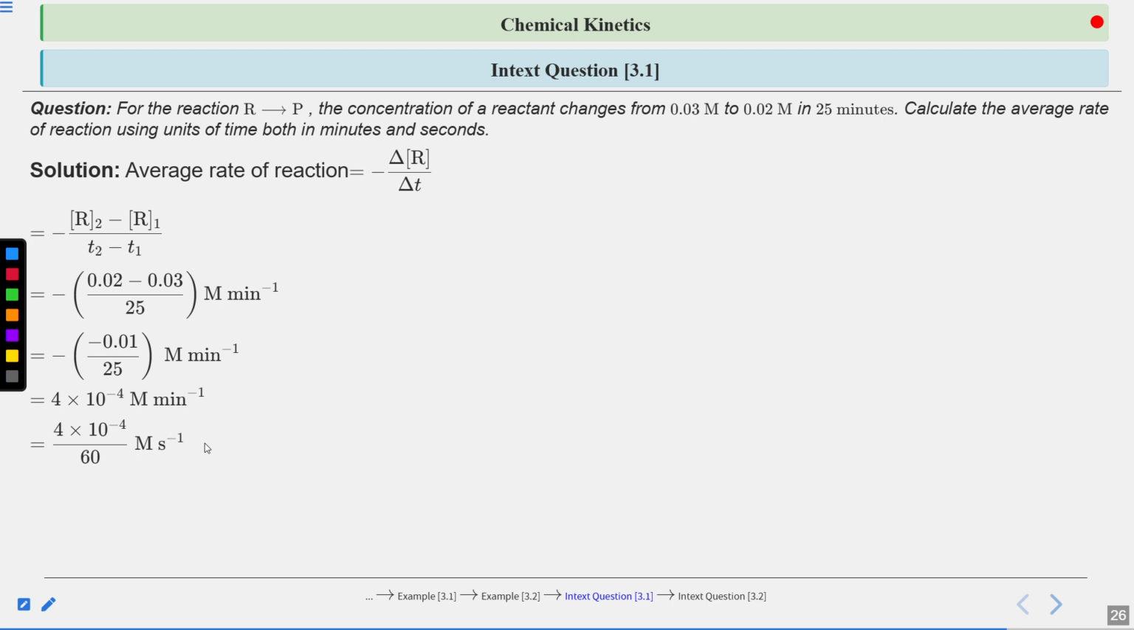You have to convert it into seconds, because we have to give the answer both in minutes and seconds. So when you convert to seconds, 1 minute has 60 seconds, so divided by 60, because minute is already present in the denominator. So 4 into 10 to the power minus 4 in the numerator, and 1 minute is equal to 60 seconds, so we put 60 in the place of 1 minute. When you solve this fraction, it will be 6.67 multiplied by 10 to the power minus 6 molar second inverse. So these are the values for the average rate of reaction in minutes and seconds. Okay, so this is how you can answer this question.